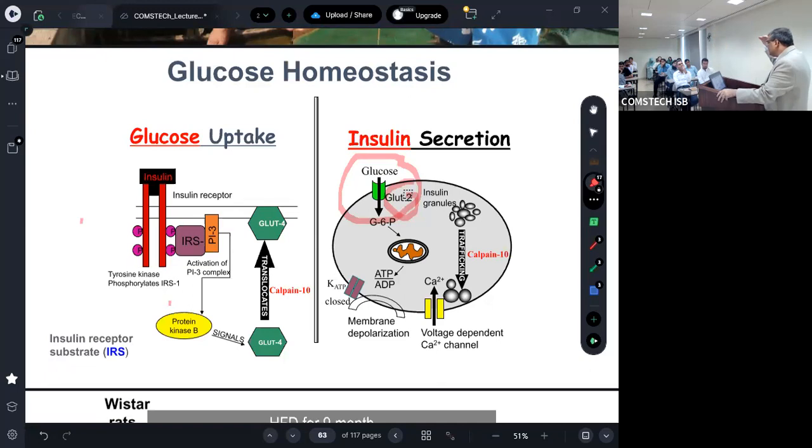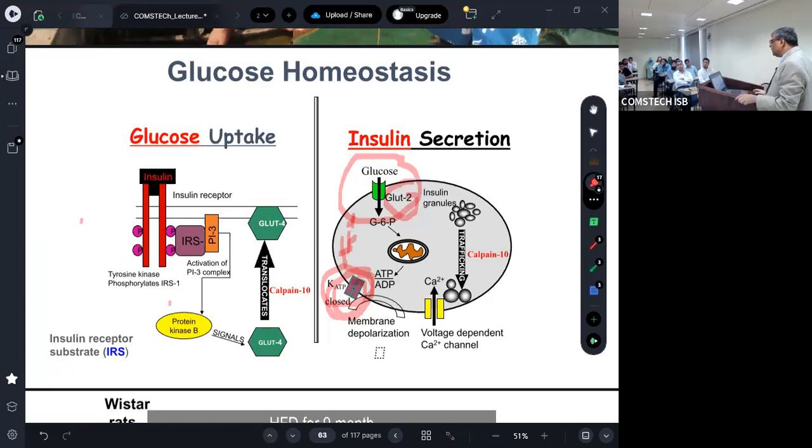If ATP is increasing, ADP is decreasing. Once ATP increases, it acts on the potassium channel, which causes membrane depolarization. Inside becomes positively charged. This makes the potassium channel close. If the potassium channel is closed, then the calcium channel opens.